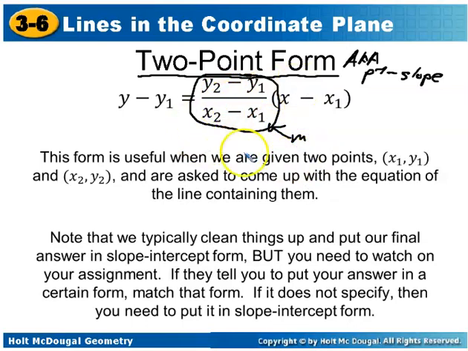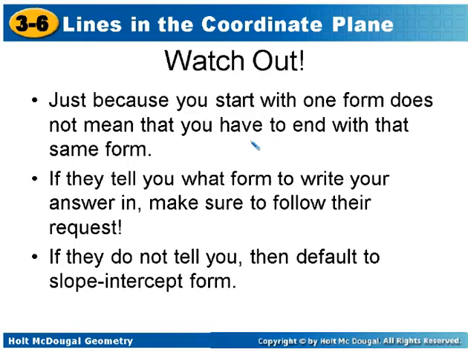Okay, and it's a helpful form if you're given 2 points, because you're going to have to calculate the slope, because it probably won't be given to you. So that's why we have the 2-point form.